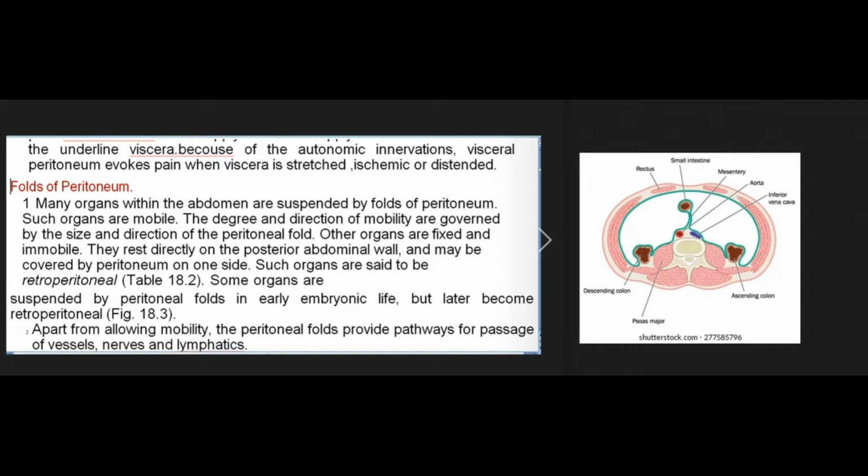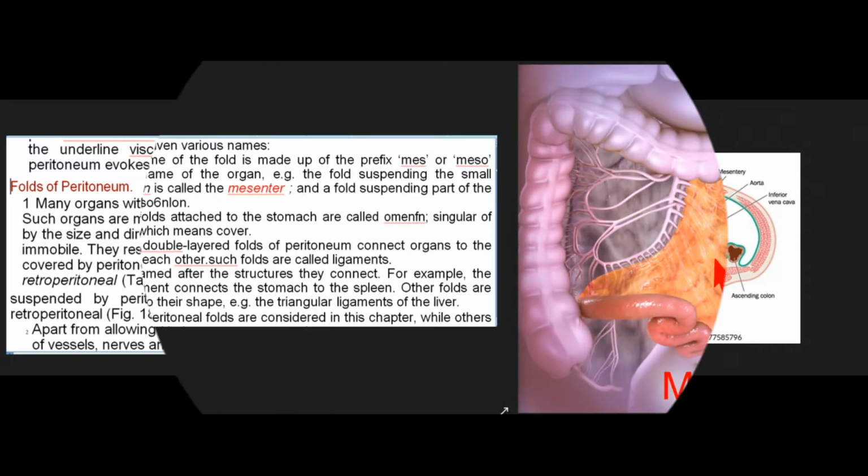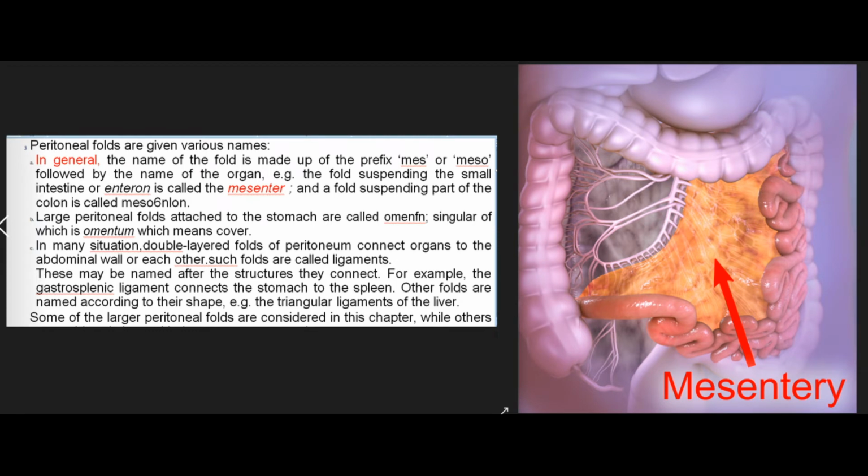Some organs are suspended by peritoneal folds in early embryonic life, but later become retroperitoneal. Apart from allowing mobility, the peritoneal folds provide pathways for passage of vessels, nerves, and lymphatics. The peritoneal folds are given various names. In general, the name of the fold is made up of the prefix mes or meso followed by the name of the organ, e.g. the fold suspending the small intestine or enteron is called the mesentery, and a fold suspending part of the colon is called mesocolon.